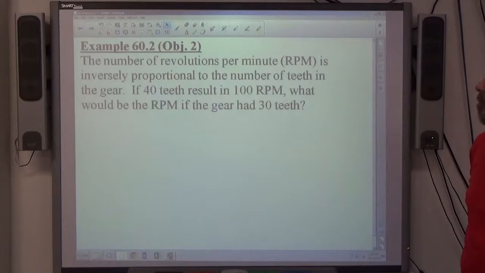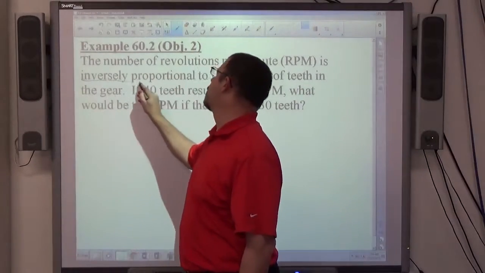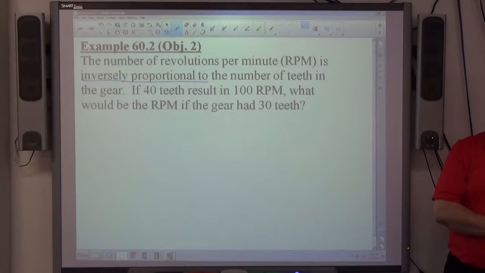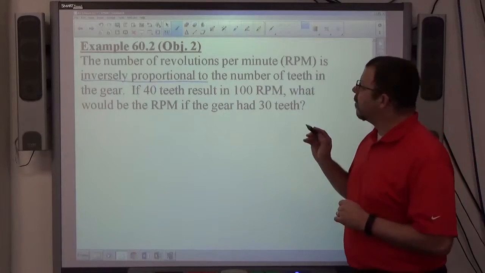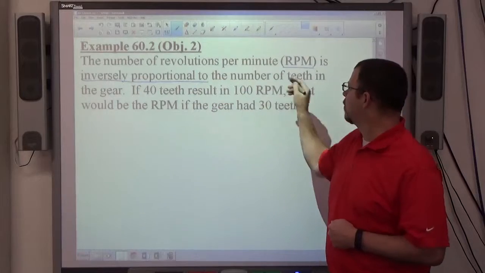Okay, example 2. The number of revolutions per minute is inversely proportional to the number of teeth in the gear. So, inversely proportional to could also have been said as varies inversely as. Again, they mean the same thing. To be inversely proportional or vary inversely as, they mean the same thing. So, the number of revolutions per minute, RPM, is inversely proportional to the number of teeth.